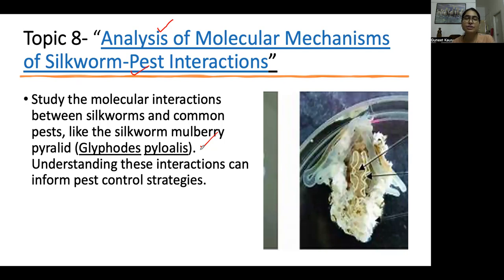Understanding these interactions can inform pest control strategies. So हर एक topic अगर आप देखोगे तो you are given a common outcome of it, what will be the outcome, because जब हम अपना research proposal भी देते हैं तो we have to convince our professor who is guiding us that whatever topic we are choosing is helping the environment.